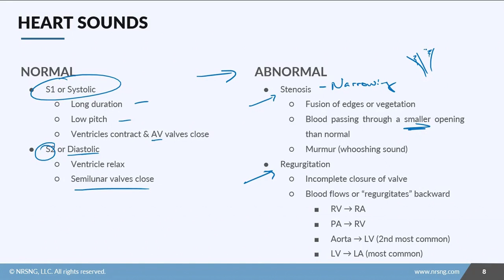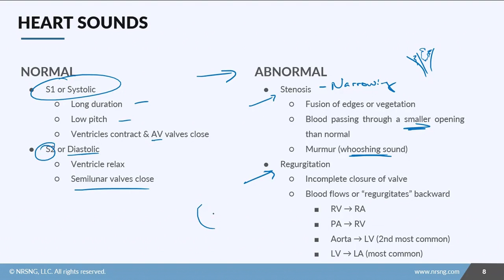You also can get these things called vegetations, which are essentially little growths right along the valves, and that's going to create a smaller opening, and it's going to create a murmur or a whooshing sound. Then you have regurgitation, which is different.